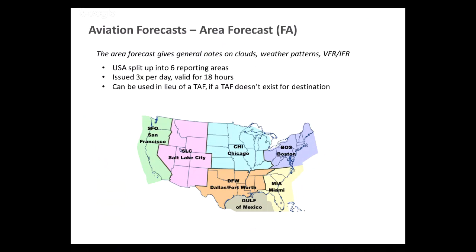There's only a handful of reporting stations. I have them here on the screen: San Fran, Salt Lake, Chicago, Boston, and so on and so forth. And they're updated 3 times a day. And this is usually what the briefer is going to start with. So when you say, I need a weather briefing from Dallas to Houston, the briefer is going to say, oh, well, I'm looking at the area forecast, and it looks like VFR conditions for most of the flight, and it's a real high-level type report.